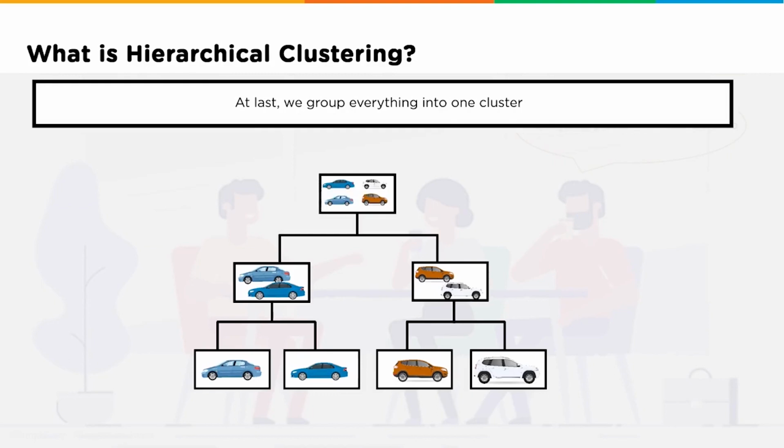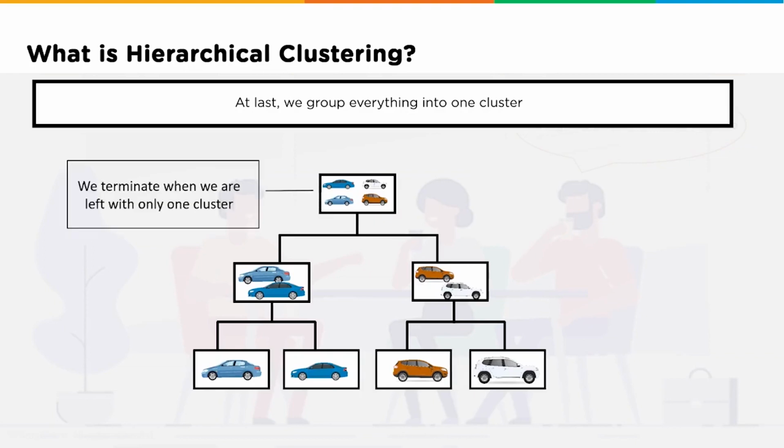So we just have cars. You can see as we have this, we make a nice little tree. This is very common when anybody talks about hierarchical clustering. This is usually what you see and what comes out of it. We terminate when we are left with only one cluster. As you can see, we bring them all together. We have one cluster. We can't bring it together anymore because they're all together.